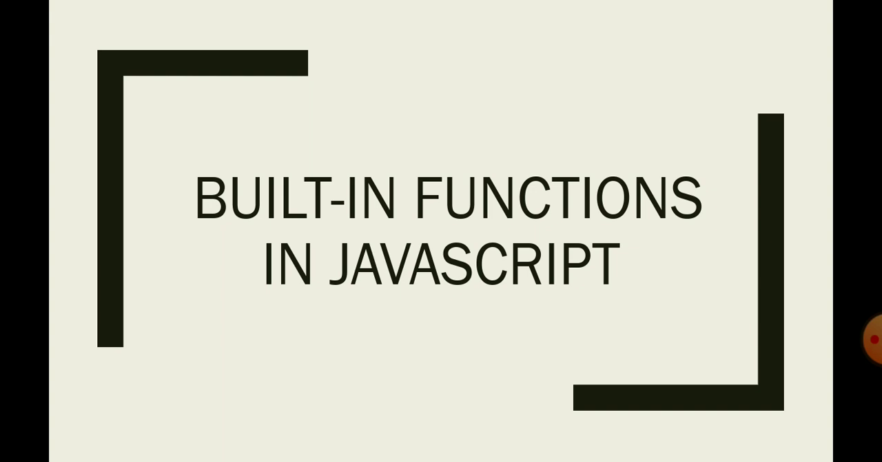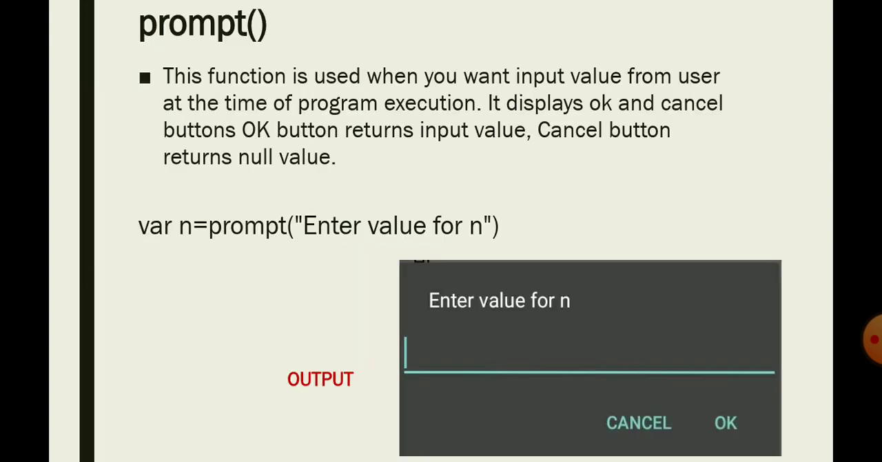Now we will see functions so that you will be more clear. First is the prompt function. How can we say that this is a function? Because a function contains parentheses after the function name. So here prompt is the function name. When you want to use the prompt function, you always have to write prompt in lowercase because JavaScript is case sensitive.